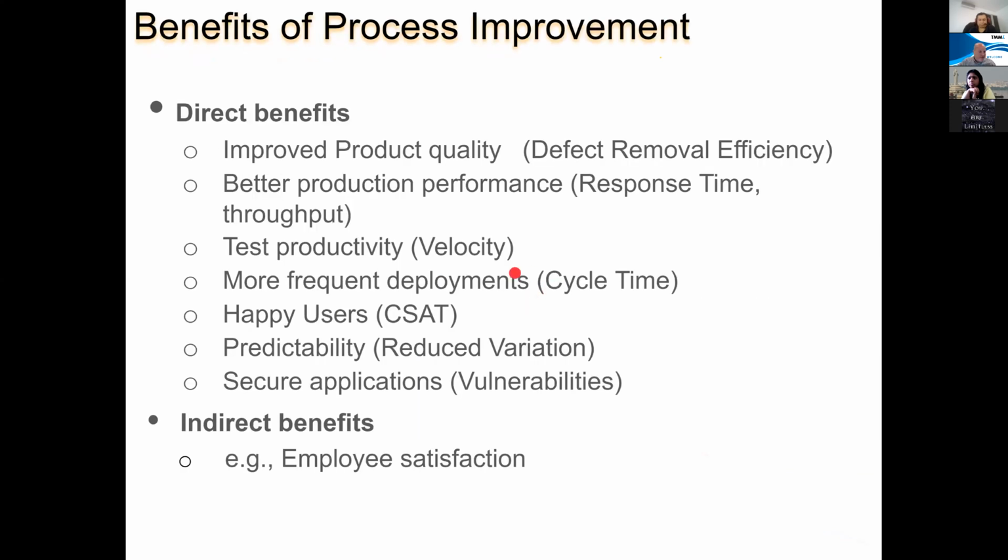So the direct benefits of TMMi and using the framework are improved product quality, which we just talked a lot about. So how do we measure that? Defect removal efficiency rate, better production performance, so response time, throughput, test productivity, velocity, more frequent deployments, so cycle time, could be your DORA 4 metrics, and probably the most important thing of all, the benefit from TMMi is improved customer satisfaction. So we all work, most of us probably, for IT departments. And the goal of an IT department is to deliver value to the end user, to deliver high quality systems, to enable the end users to do their business, to sell or whatever it is that we're building for them. So customer satisfaction is probably the most important aspect of this.